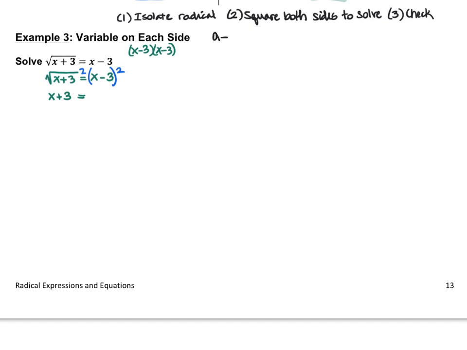So if we have a plus b squared, we know that that's the same as a squared plus 2ab plus b squared.